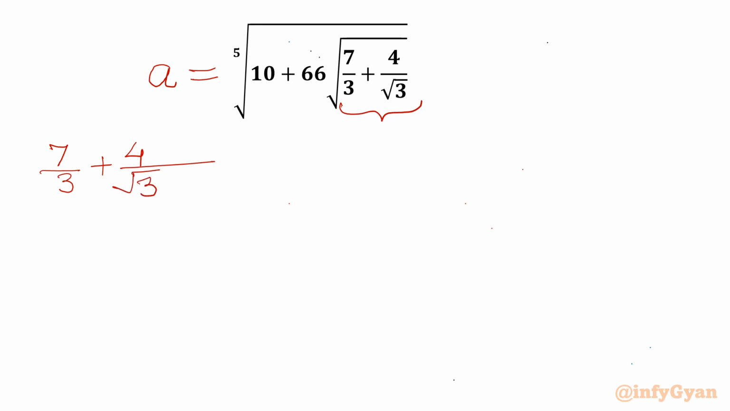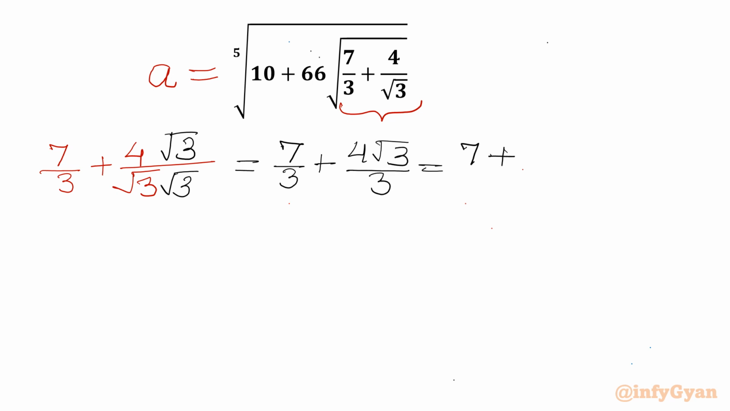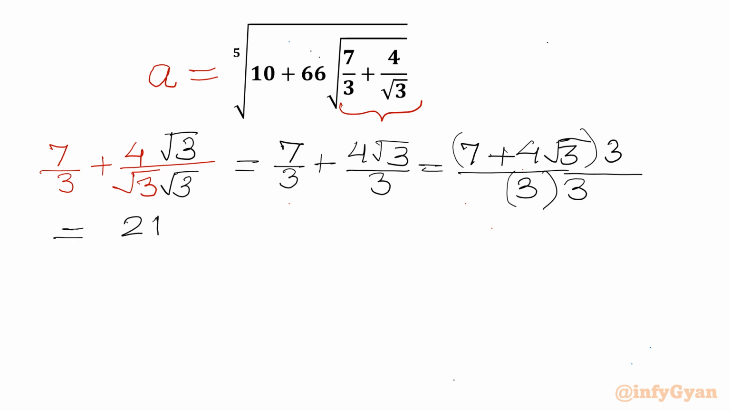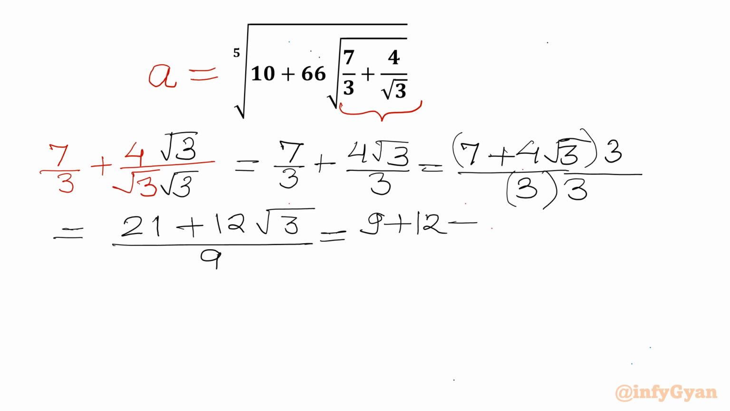Now I will rationalize my denominator, root 3. So I need to multiply here with root 3. So in the numerator, I'll be writing 7 over 3 plus 4 root 3 over 3, or 7 plus 4 root 3 over 3. Now let's multiply numerator and denominator by 3 again. So I can write my numerator as 21 plus 12 root 3 and the denominator will be 9. Now we will split 21 as 9 plus 12, plus 12 root 3, over 9.